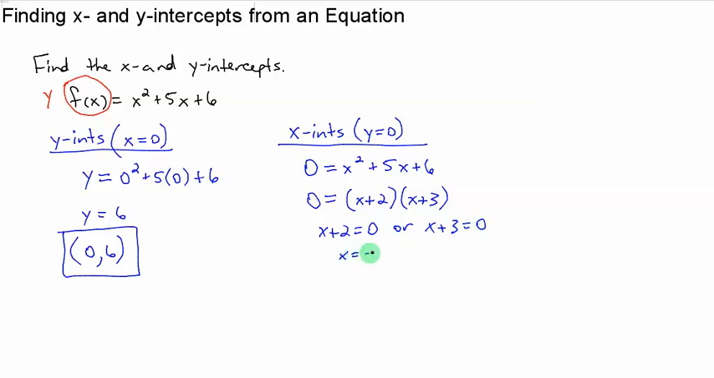So subtract 2, x has to be negative 2, or x has to be negative 3. Remember y was 0, and x is negative 2, so that's one ordered pair, negative 2 comma 0, x comma y. You've got two x-intercepts in this case, so (-2, 0) is one of them, and (-3, 0) is the other, because if x is negative 2, y is 0, and if x is negative 3, y is 0. So we have two x-intercepts.